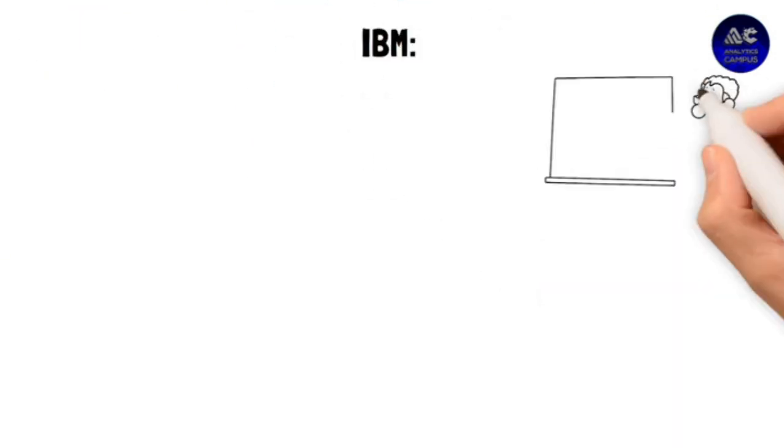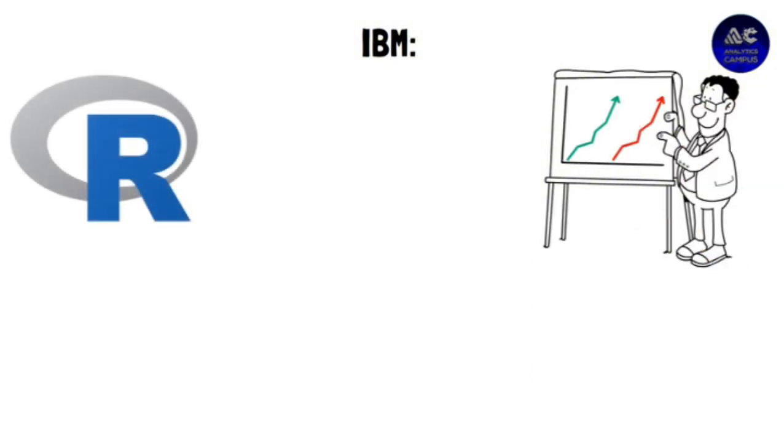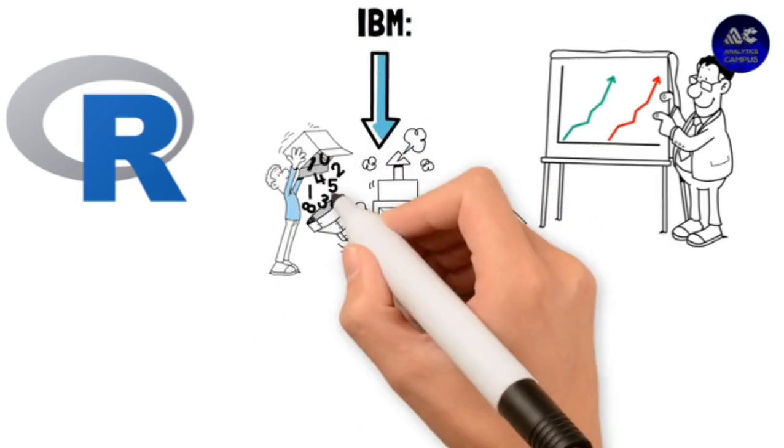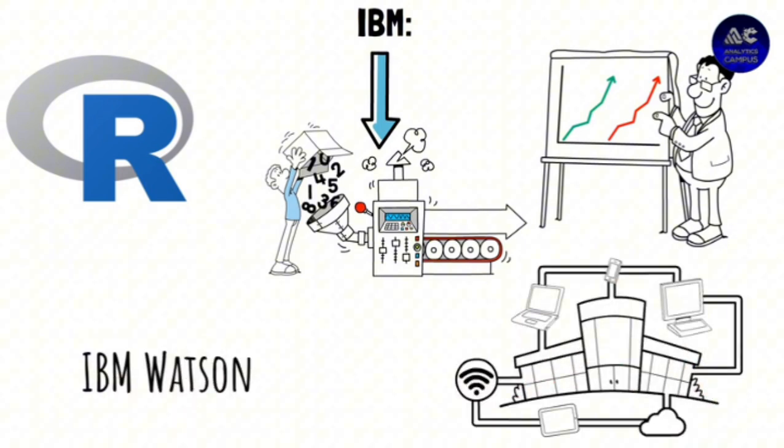IBM. IBM is one of the major investors in R. It recently joined the R consortium. IBM also utilizes R for developing various analytical solutions. It has used R in IBM Watson, an open computing platform.